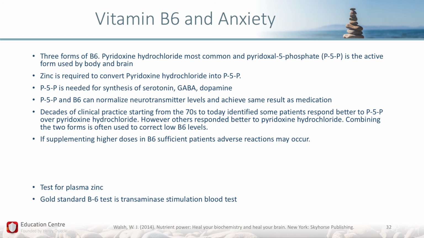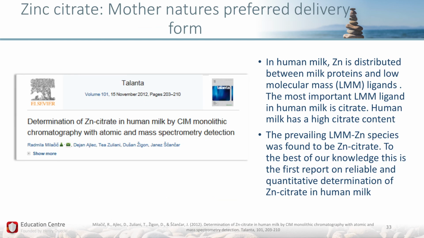The testing, and we probably won't go into the reasons why, but we do reckon the plasma zinc is probably one of the best tests to use in terms of trying to identify zinc status. Whereas for B6, the gold standard test is the transaminase stimulation blood test. And if you want to use some form of functional pathology to test patients, they're the ones we do recommend.